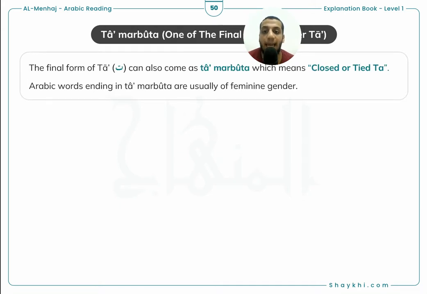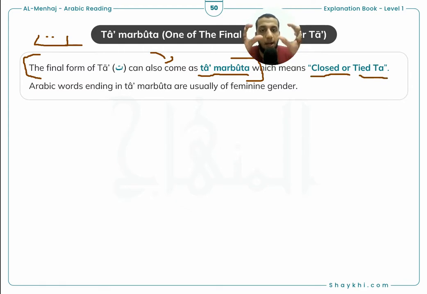Read this. The final form of a ta can also come as ta marbuta. This sentence means that the original shape of the final form of a ta is this one. This is the original final form, but sometimes it comes as ta marbuta. The word marbuta in Arabic means something closed or tied, and this is because of its shape.